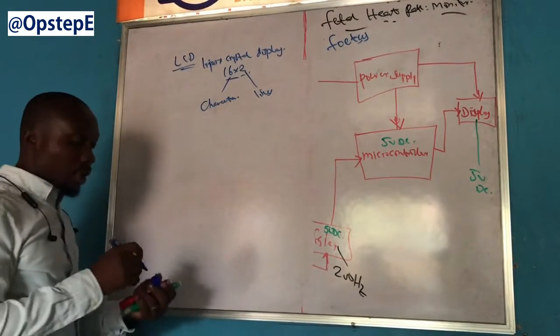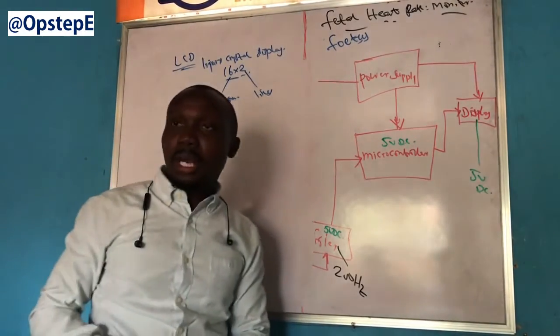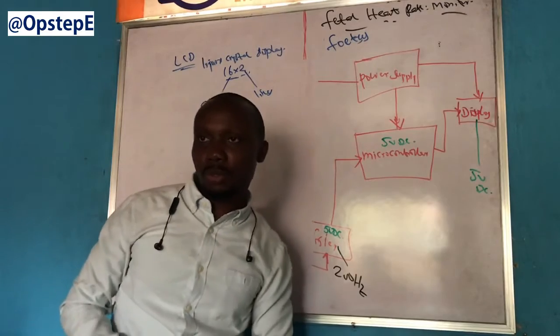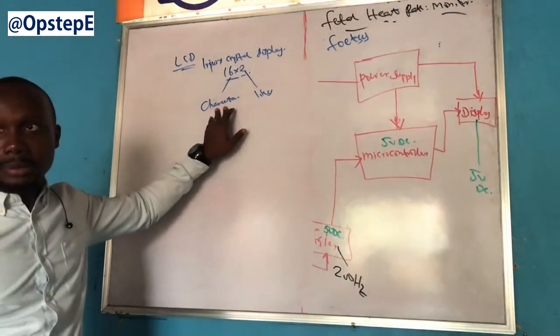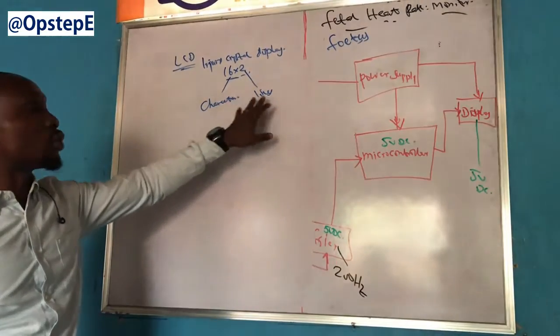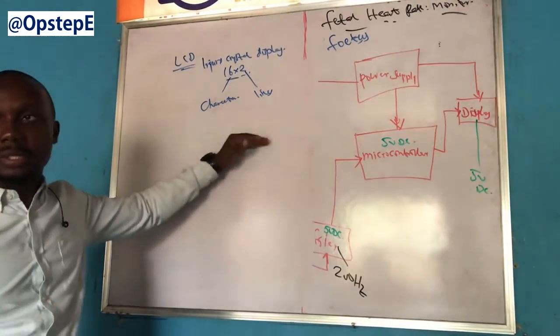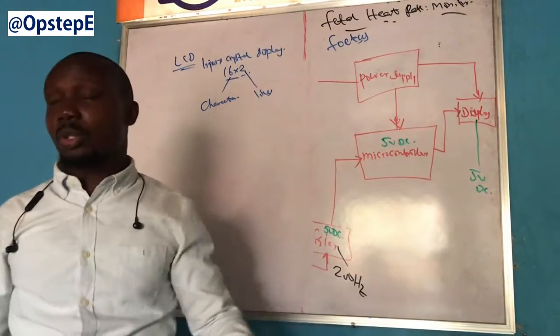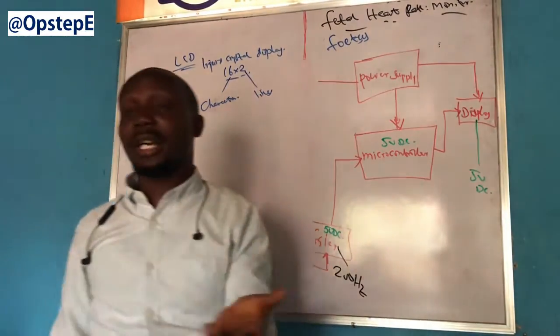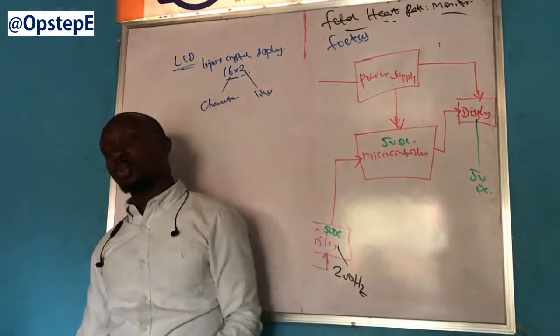Characters will be alphabet and numbers and special characters or special symbols, but it will not be able to accommodate more than 16. Why does it have 2 lines? Which means you can write on 2 lines. You can write on either line. You can write on line 1 and not write on line 2. You can write on line 2 and not write on line 1. And you can write on both line 1 and line 2.